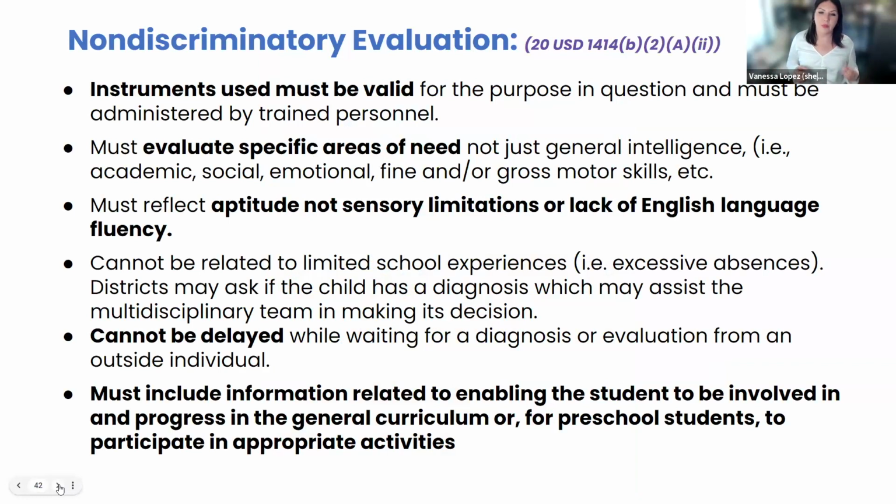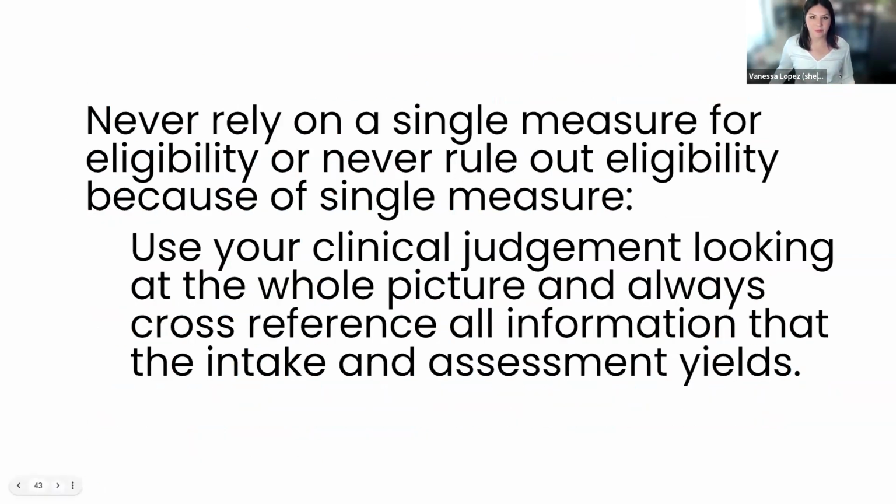So in a nutshell, really what this guide, what this process is helping us do is to ensure that our instruments are valid, that we've evaluated specific areas of need, that they reflect aptitude, not sensory limitations or lack of English language fluency, that it's not related to limited school experiences or any of those extrinsic factors, and that our evaluation includes information related to enabling our students to participate, to be involved in, and to progress within the general education curriculum, or for our preschool students, for our littles, for them to participate in appropriate activities.